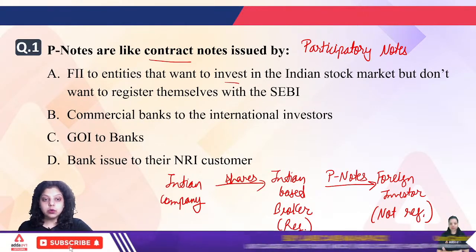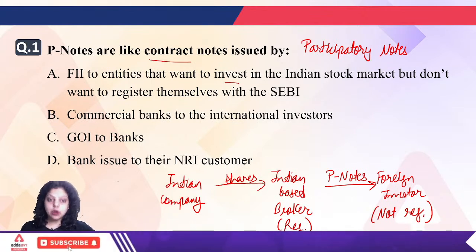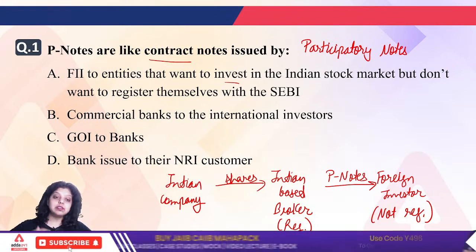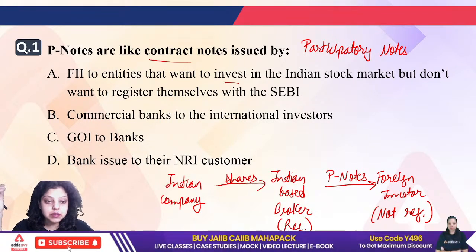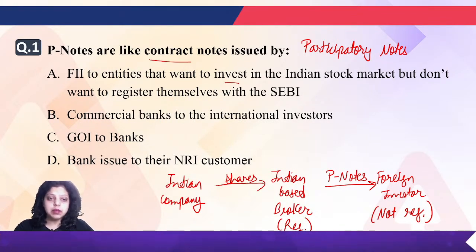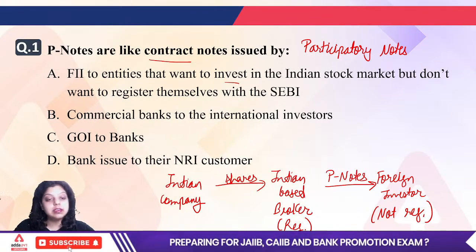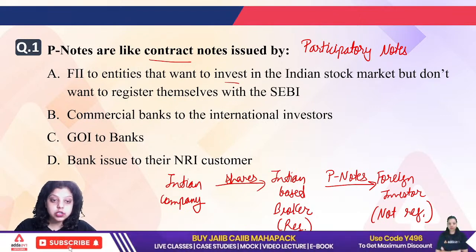So participatory notes are simply contracts in which a foreign investor can invest in Indian security without registering themselves. It can be an individual investor, an entity, a partnership firm, or a company. Whenever a foreign investor wants to invest in Indian security without registration, it can invest with the help of participatory notes.